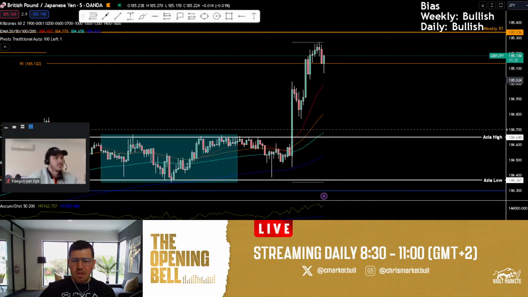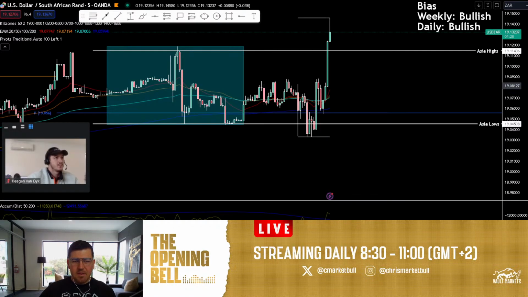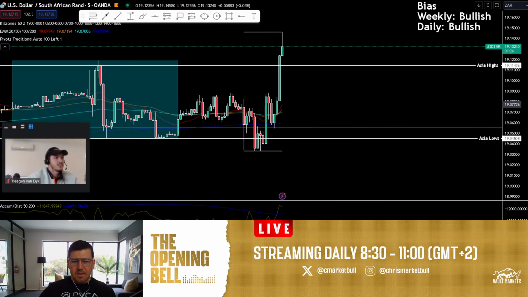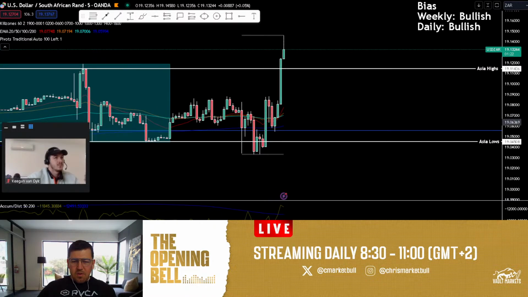I'm not going to short against this. Pound yen is an absolute beast. And then USDZAR, as mentioned, we are bullish on the day. Had a nice little retest here on the daily pivot.